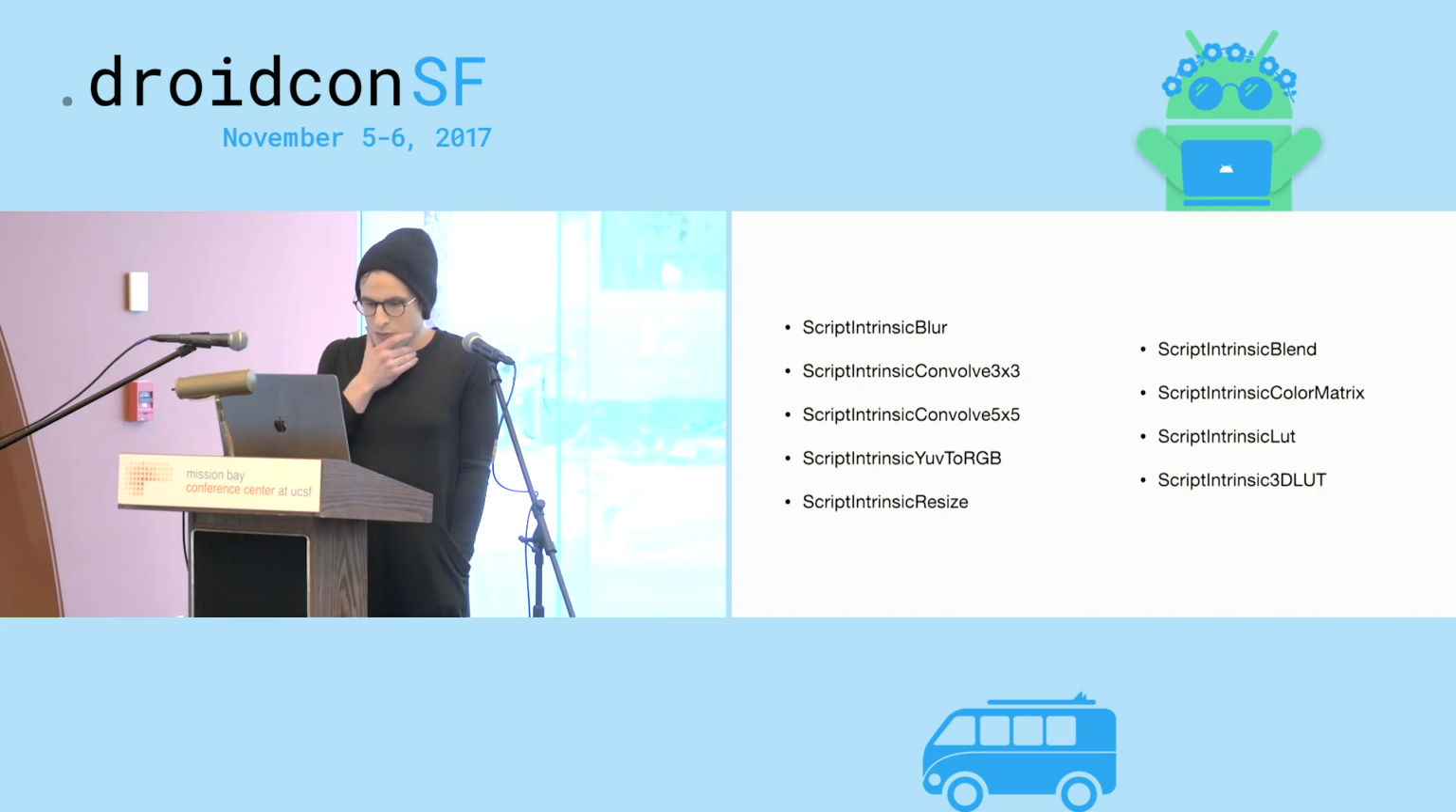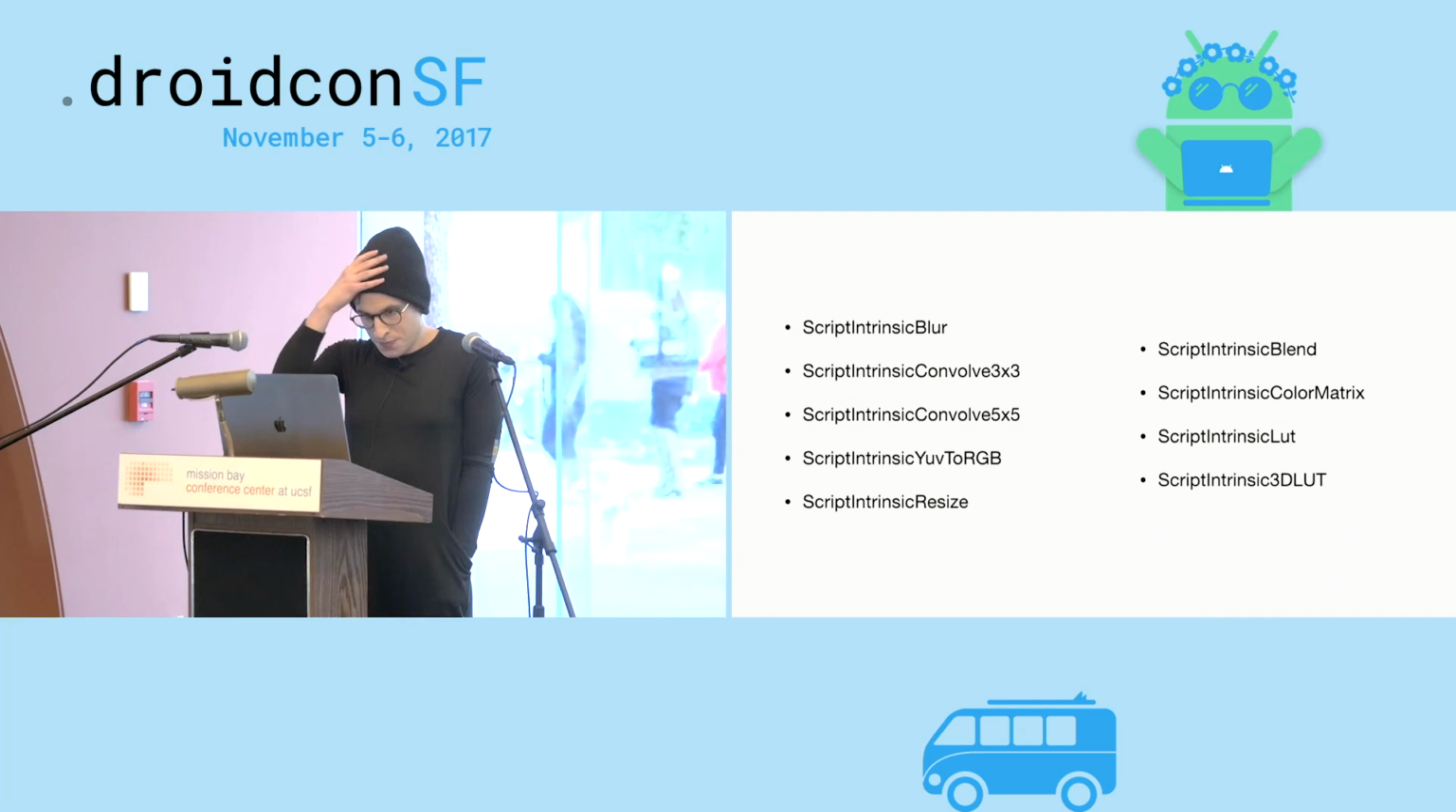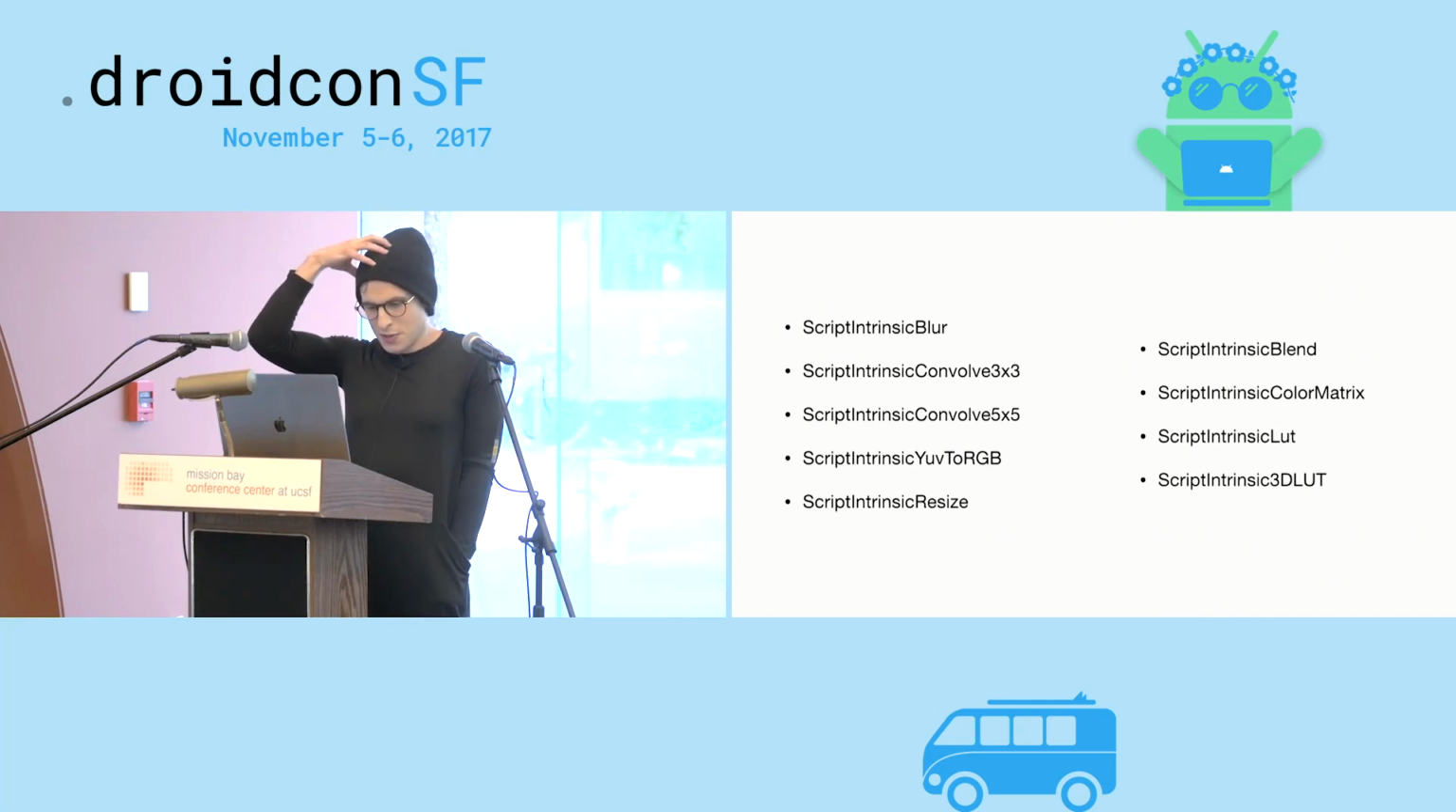Let's see, what do we got here? Script intrinsics. Do we want to talk about this? Yeah, I just want to get these out there. These script intrinsic functions have certain guarantees with them, which is that this is the fastest possible implementation of these particular intrinsic functions that you can have on the phone.